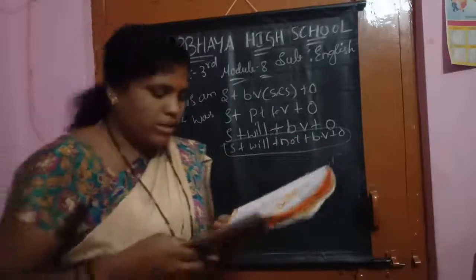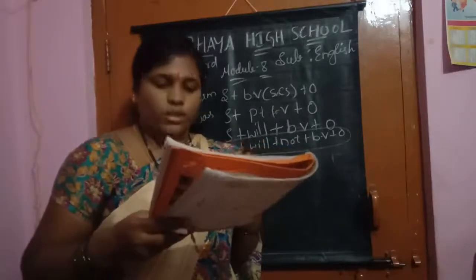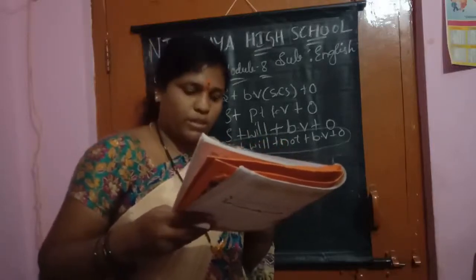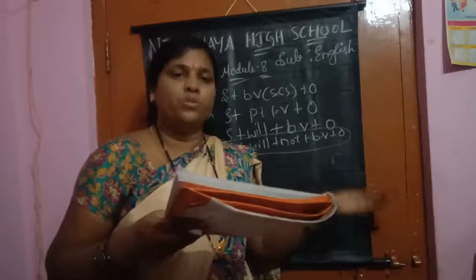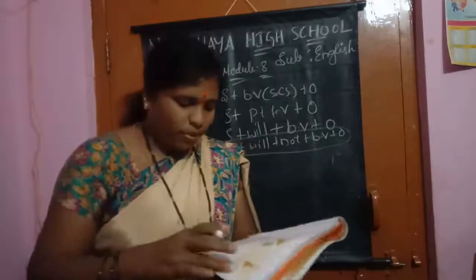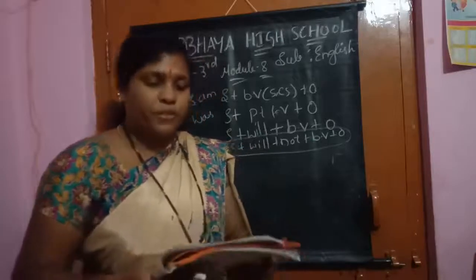Okay, children. See, we can also use the words going to. They are going to go to Goa in October. She is going to meet. Going to means this is future. Understood, children? This is about the simple future tense.